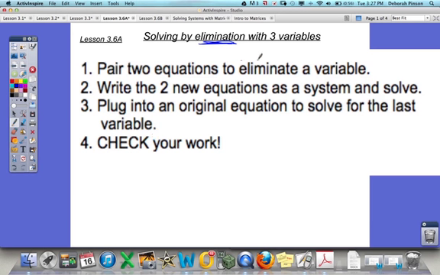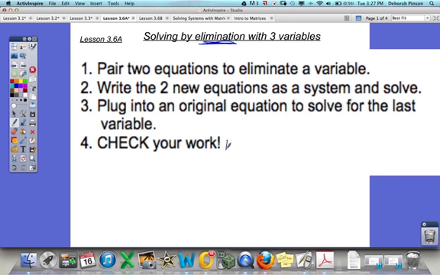You're going to take 2 equations and pair them together so that you eliminate a variable. Then you're going to write the 2 new equations as a system and solve those like we did back in 3.2 or whatever that section was. Then you'll plug those back into your equations to get the 3rd variable.